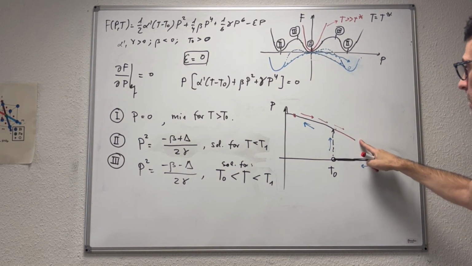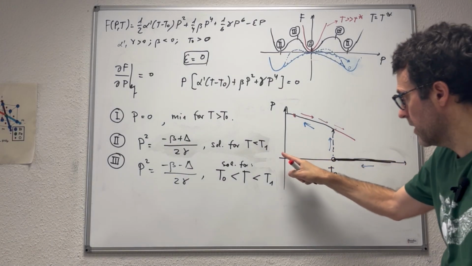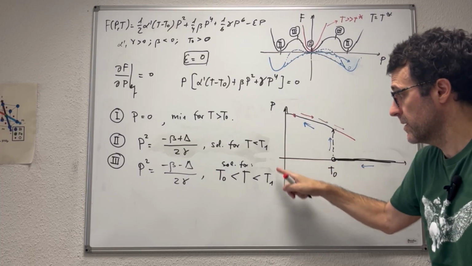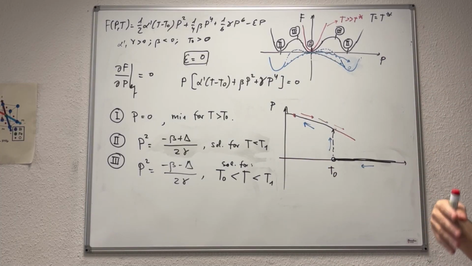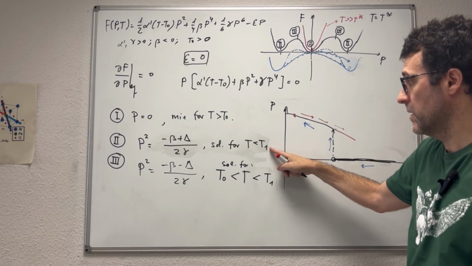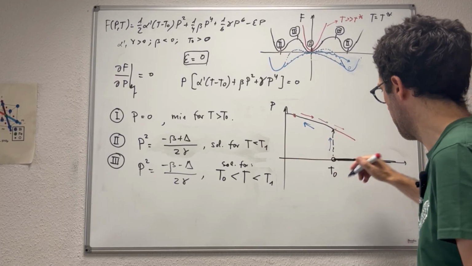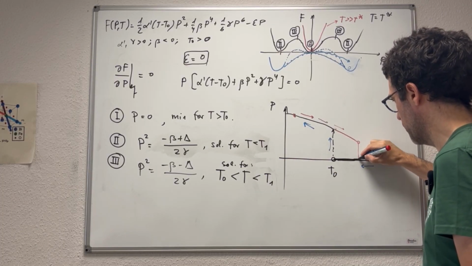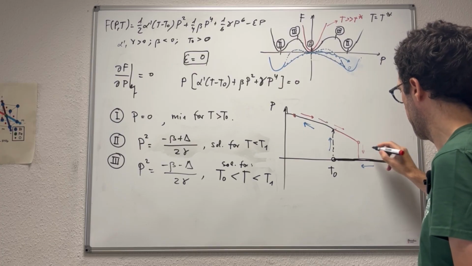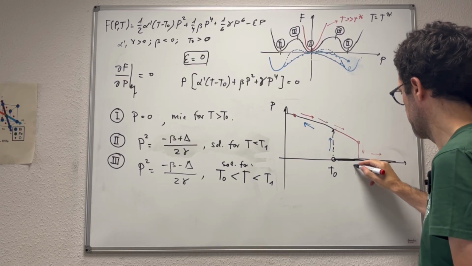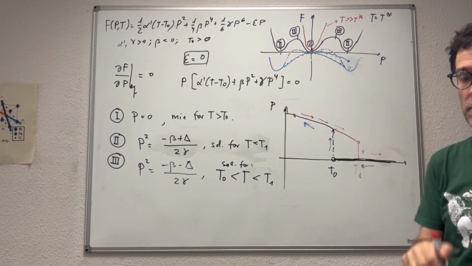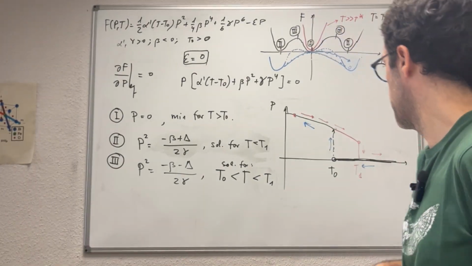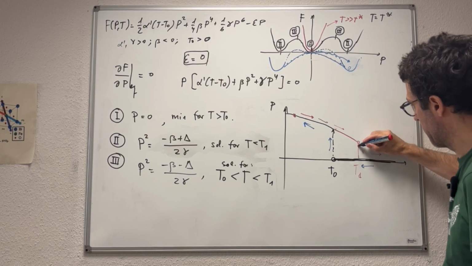And eventually, we will hit T1. This minimum cannot exist beyond T1. T1 marks the limit of stability of my ferroelectric minimum. So at a different temperature called T1, I have also a discontinuous phase transition.